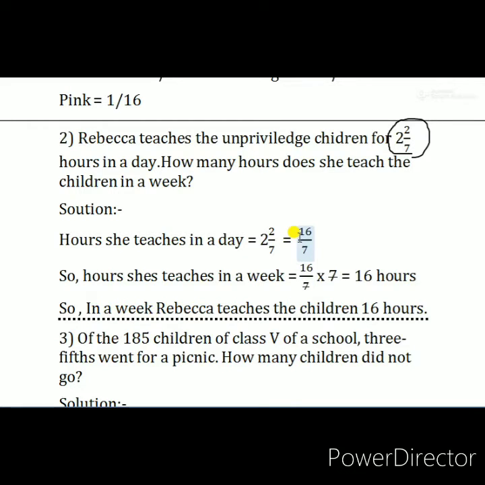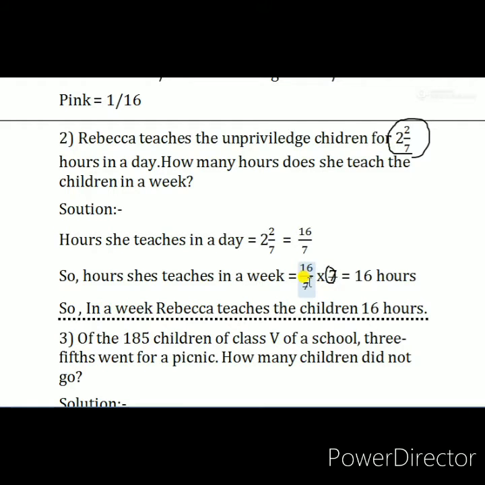So, hours she teaches in a week. We know that there are 7 days in a week. If she teaches the children 16 upon 7 hours in a day, then in 1 week she will teach the children 16 upon 7 into 7. That 7 shows the number of days in a week.